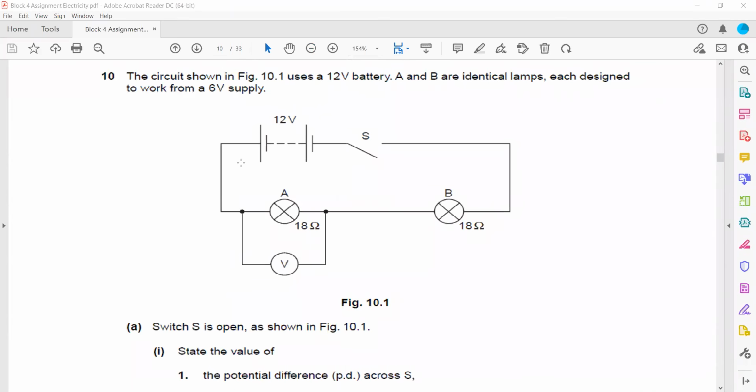Then the circuit shown in figure 10.1 uses a 12-volt battery. So look, the two lamps are connected in series. A and B are identical lamps. Each is designed to work for 6 volts. So this is a 12-volt supply. Two lamps are connected in parallel, so series, sorry. So each will receive 6 volts. This is also because they have the same resistance. If the two lamps have the same resistance, the equal voltage will drop across them.